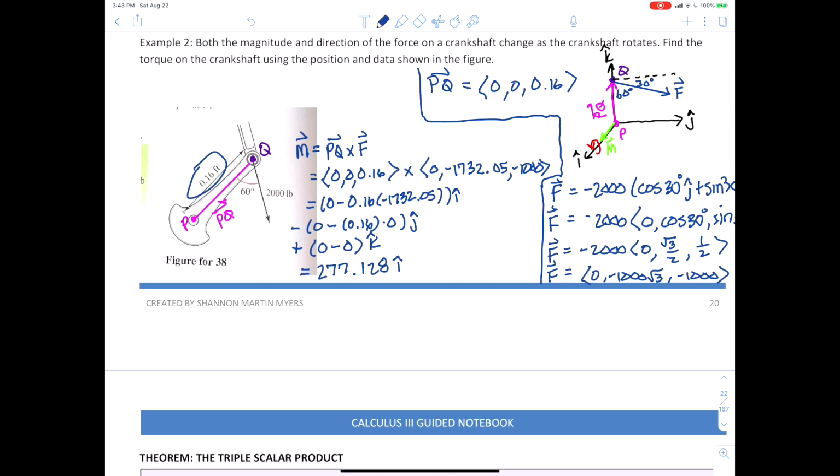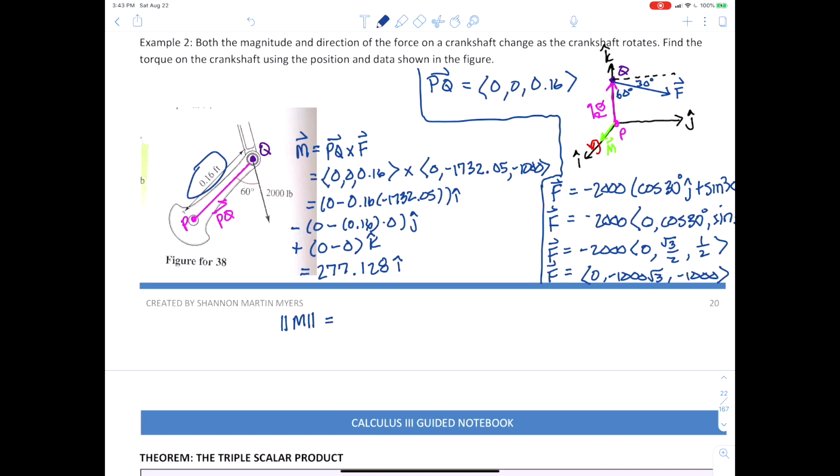But what we want is the torque, right? So the torque is what measures the tendency for PQ to rotate, the magnitude of the moment vector. And so that's going to be our torque. So we just need the magnitude of M, which will be, there's only one of them, right?